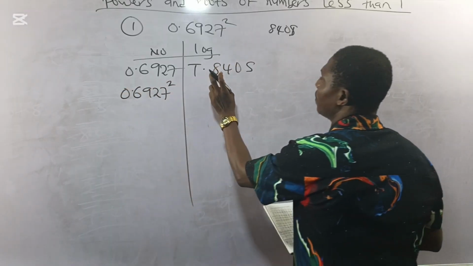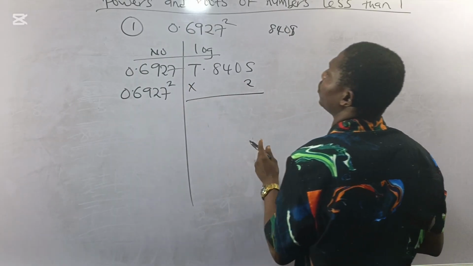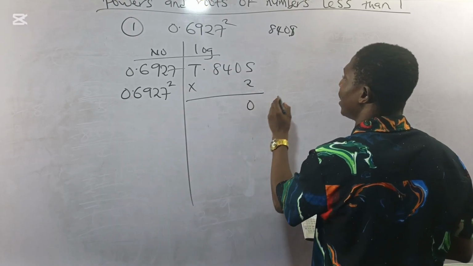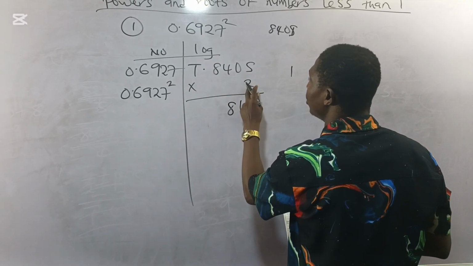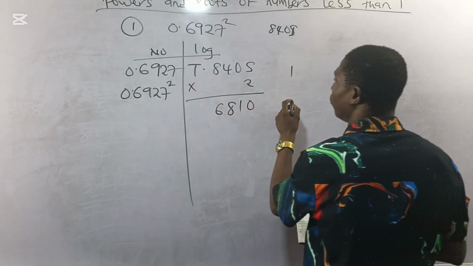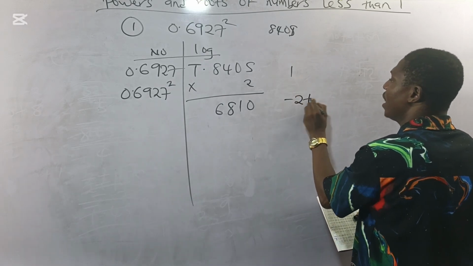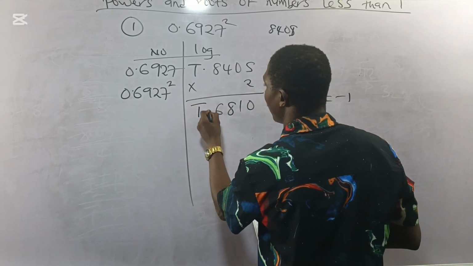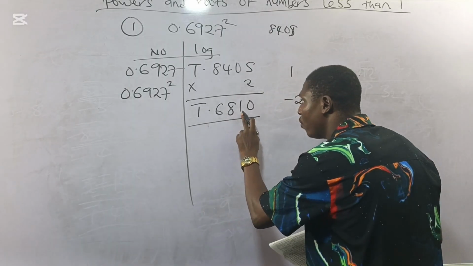Now I have 0.6927 squared. So I'm to multiply this by 2. So I can just say times 2 to give me this value here. 2 times 5 will give me 10. 0 carry 1. 2 times 0, 0 plus 1, 1. 2 times 4, 8. 2 times 8, 16, 6 carry 1. 2 times bar 1 will give me bar 2, like we've just treated. So I have minus 2, which is bar 2, plus 1 that was left. Minus 2 plus 1 will give me minus 1. So this becomes bar 1.